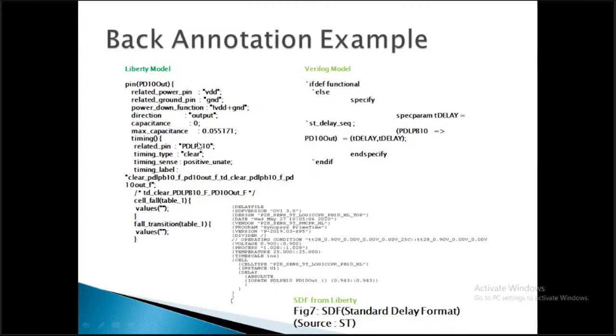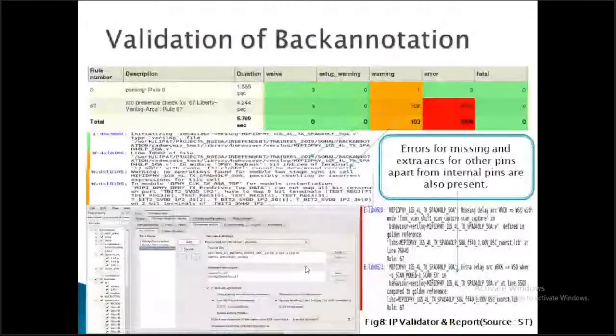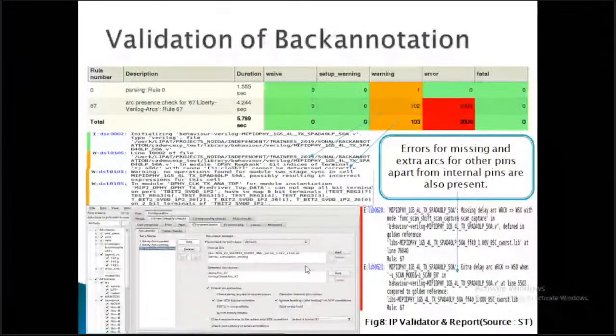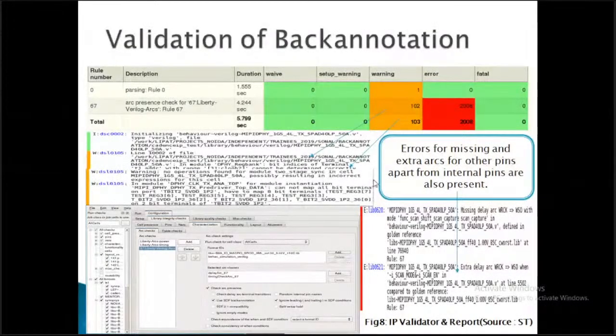Okay, PDLB is some input and PD10 is my output, so its delay will be 0.95 and 0.943. One is for the worst corner and one is for the best corner. Here in both cases it is similar. So based on that we see, and then we validate it through the tool. We check whether it is integrating properly or not, and whether the paths are properly identified or not. If an arc is not present, or if it is not connecting properly, then it will give an error.